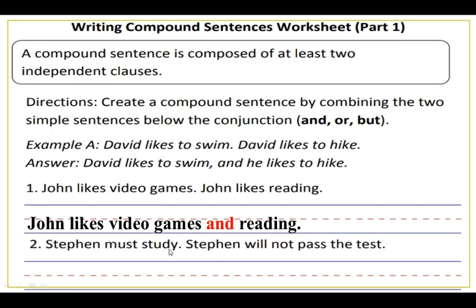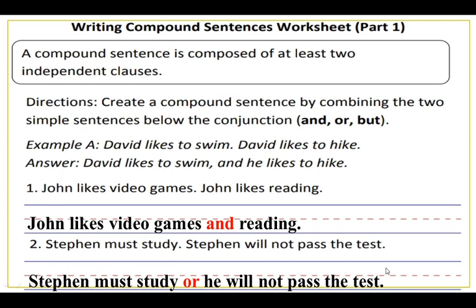Stephen must study. Stephen will not pass the test. So over here, these two sentences bring different ideas. So whenever the sentences have different ideas, you have to use the conjunction but. Okay, remember, whenever you want to use the conjunction but, it is for different ideas. So the best answer for number two will be, Stephen must study, or he will not pass the test.